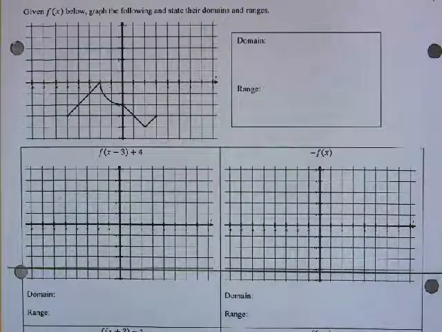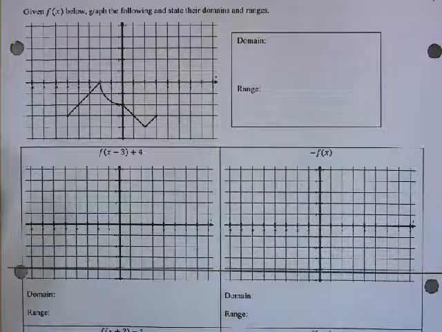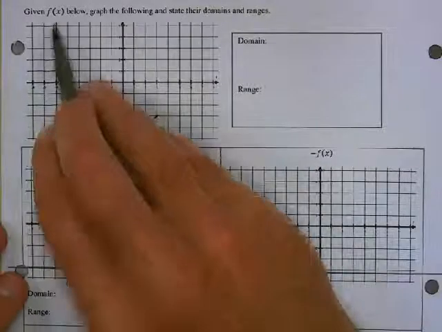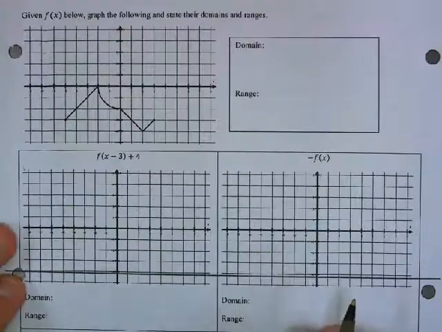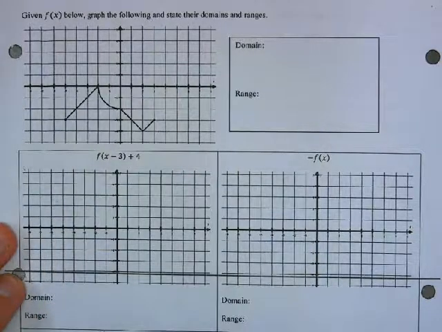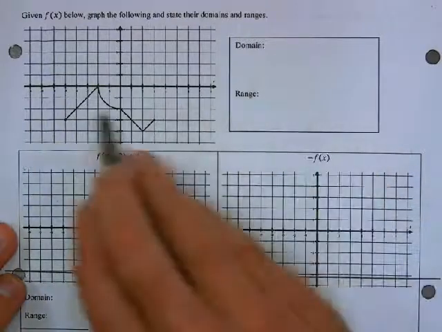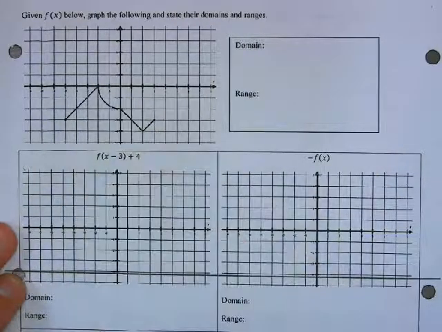All right, page 2 of the 1.4 notes. We're still working with reflections as well as some shifting and some domain and range stuff too. To start off, they gave us a function f of x. Now, they didn't give us the equation. They just said, hey, we have some function called f of x, and then here's its kind of funky graph. First, they want us to find the domain and range of that, and then we're going to start shifting and reflecting this function over here.